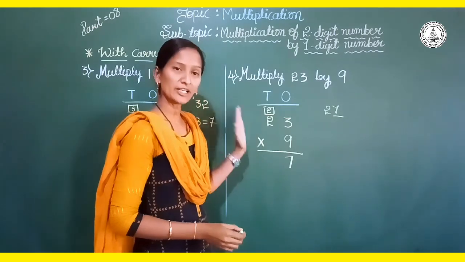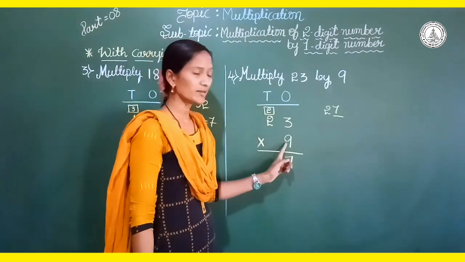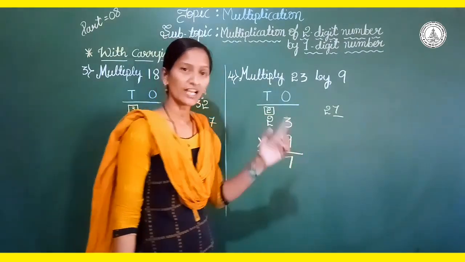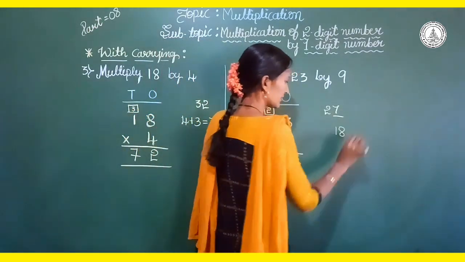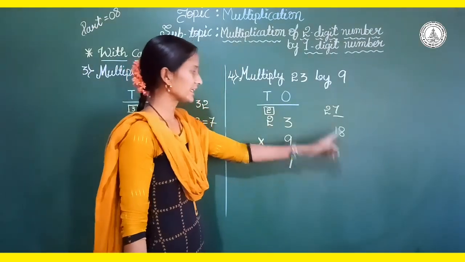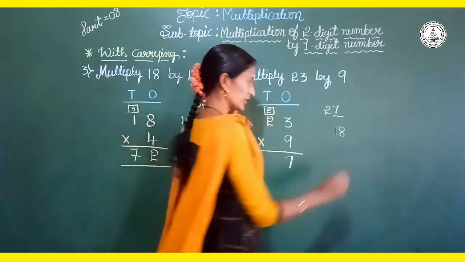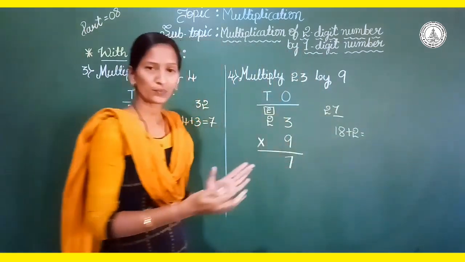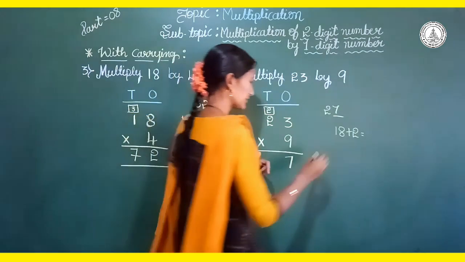So here you have to multiply the tens with the multiplier. So 9 into 2. 9 twos are 18. Right? So 9 into 2, 9 twos are 18. 18 plus this 2, it is a carry, right? So 18 plus 2, it is 20.